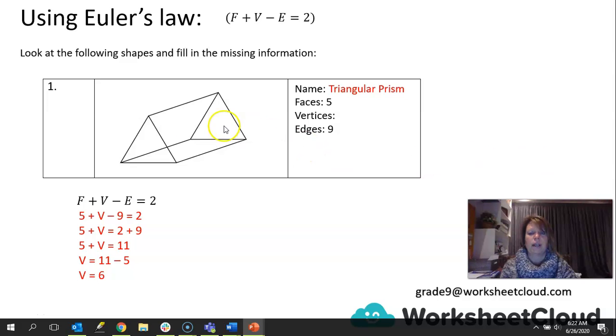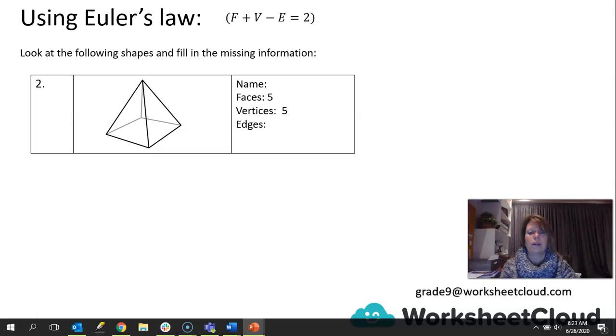Now we can double check that because these are the vertices, remember, where the sides meet. 1, 2, 3, 4, 5, 6. So Euler's law definitely does work. So the number of vertices we have in this shape, in this 3D shape, is 6. And remember, this we know is a right prism because it is made up of lateral sides that are rectangles, and then two congruent bases, which in this case are triangles.